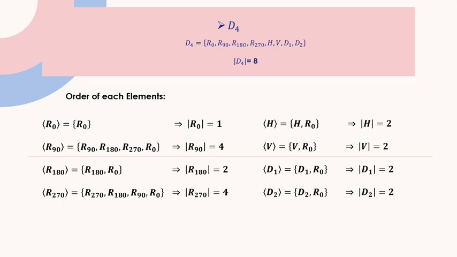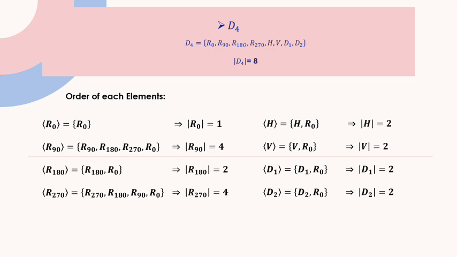D sub 4. The elements of D sub 4 are R sub 0, R sub 90, R sub 180, R sub 270, horizontal, vertical, diagonal 1, and diagonal 2. Therefore, the order of D sub 4 is equal to 8. By the definition, the number of elements of a group is called its order. Now, let's proceed to the order of each element.